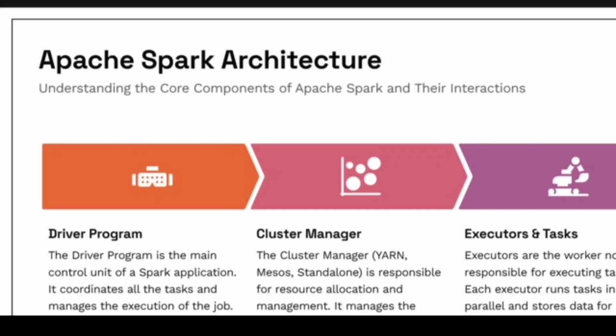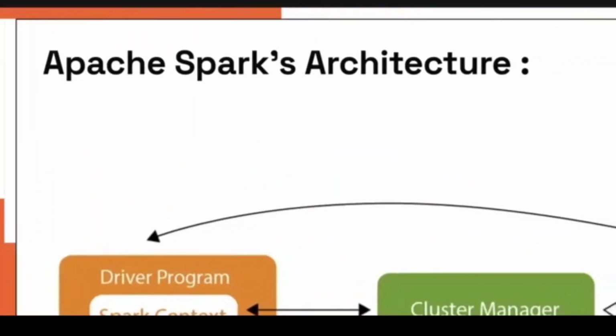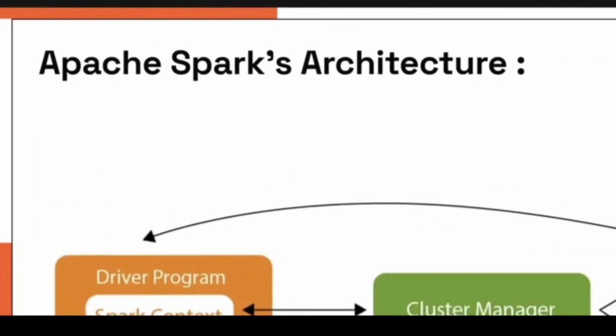Let's look at both RDD and DAG. So RDDs, that we saw are resilient distributed datasets, are the core abstraction in Spark for handling data. The DAG, that is the directed acyclic graph execution model, represents the sequence of transformations and actions applied to RDDs, ensuring fault tolerance and optimized execution. So this is the Apache Spark architecture.